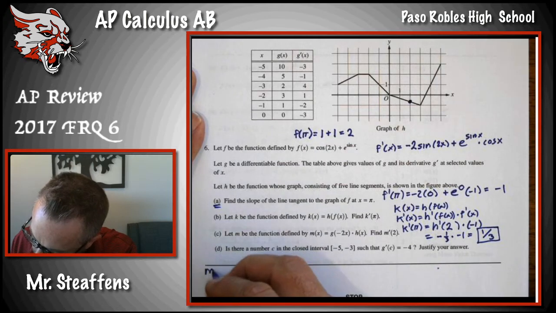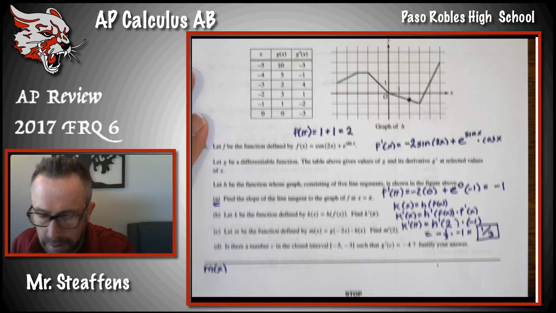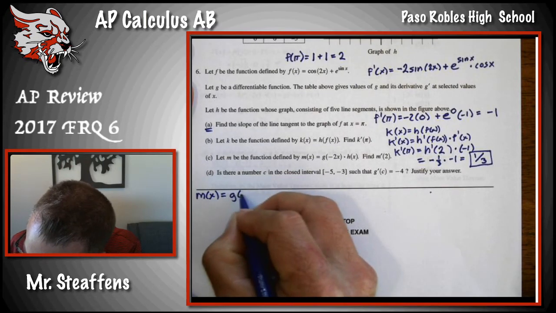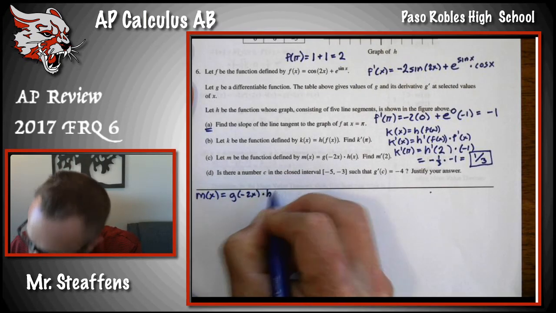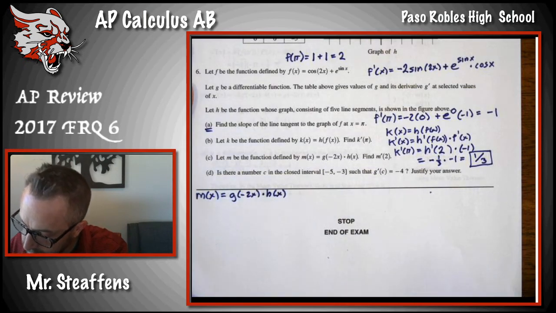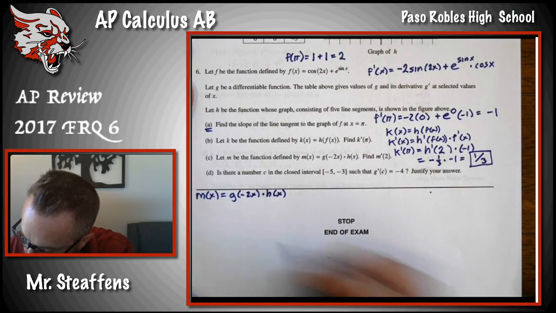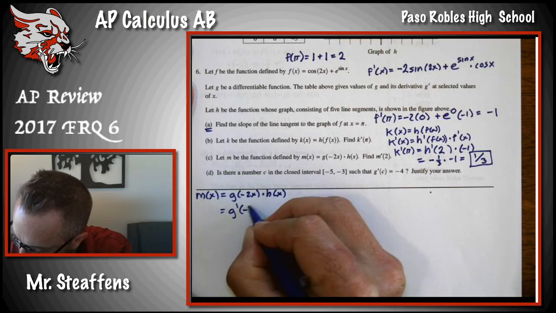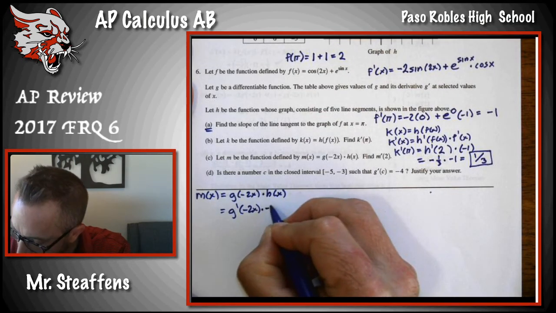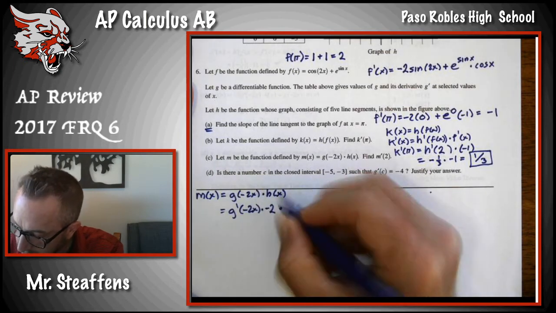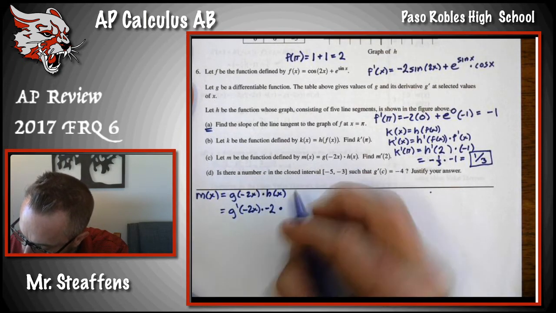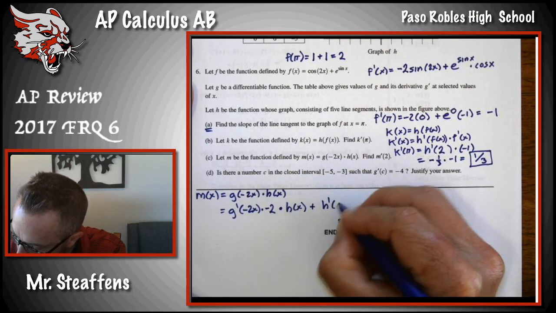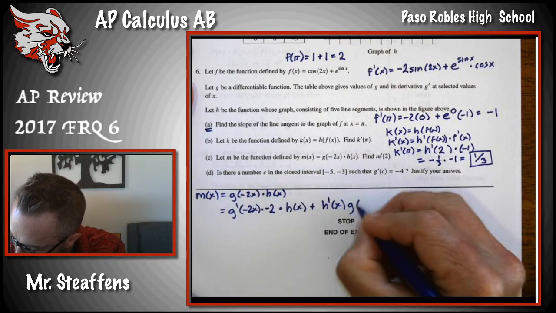So M of X equals G of negative 2X times H of X. So we've got a product rule, right? So we're going to have G prime of negative 2X, chain rule, times negative 2. That's the first part. So the derivative of the first times the second, plus the derivative of the second times the first.